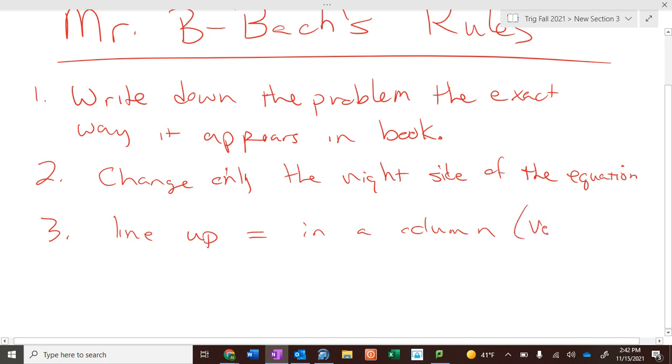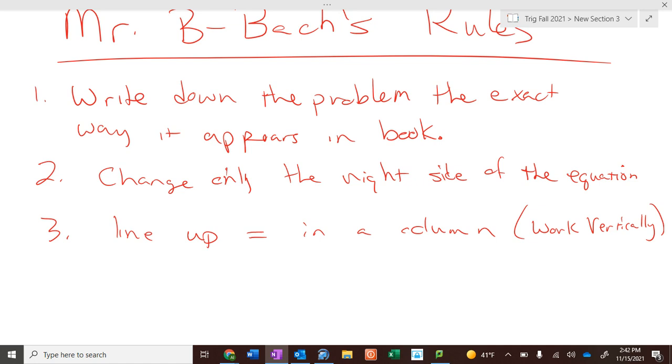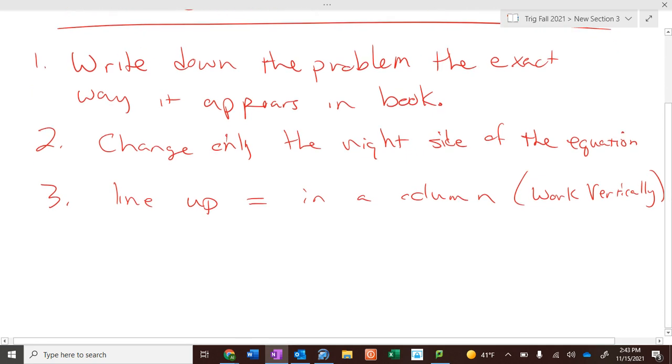So otherwise, you work vertically. So do not number your paper and go crosswise. You're going to work vertically. Now, I'll show you what all this means in a second, and we'll get some very, very simple problems at the start. Okay? I'm not going to assign anything too difficult this first day. We'll work into the more difficult ones as we go.